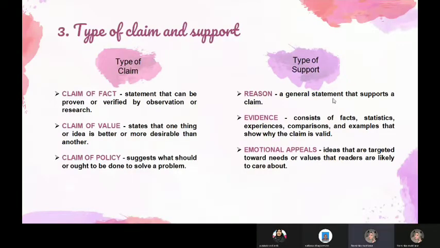The next material will be presented by Virliana. Okay, thank you, Siska. The next is about the types of claim and support.